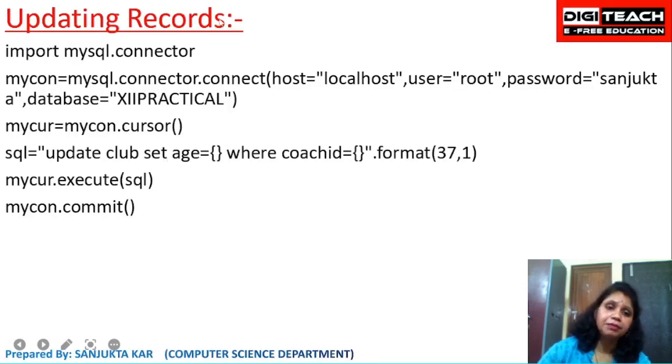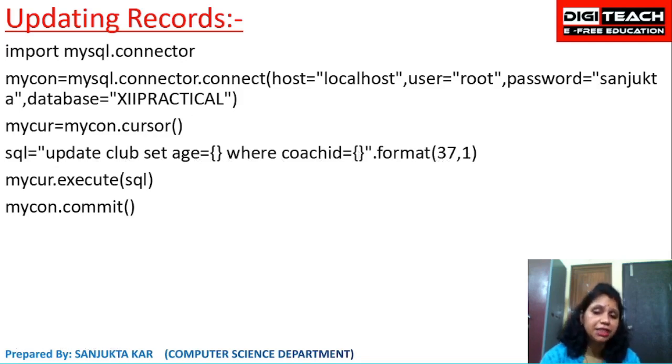Now next one is updating records. Updating records means if you want to update something, okay. Suppose in this question here, update clause set age equal to 37 where coach id equal to 1. That means for the one whose coach ID is 1, you change the age to 37, that means update it, right. So how will you do that?